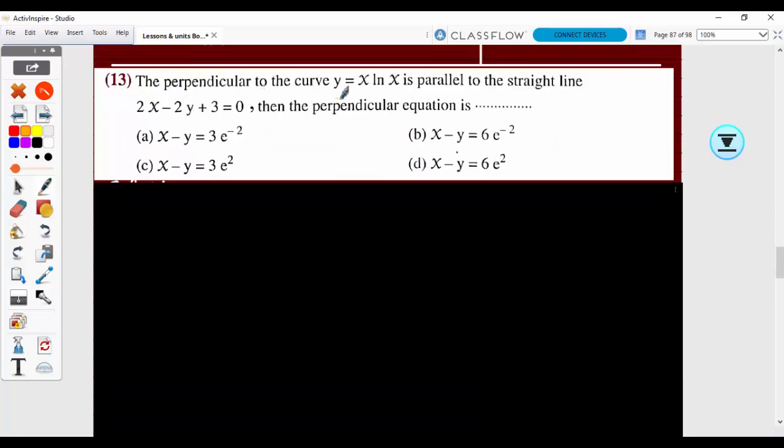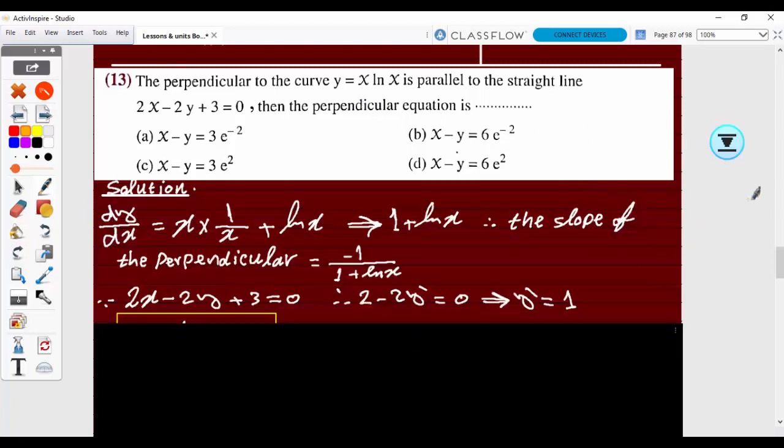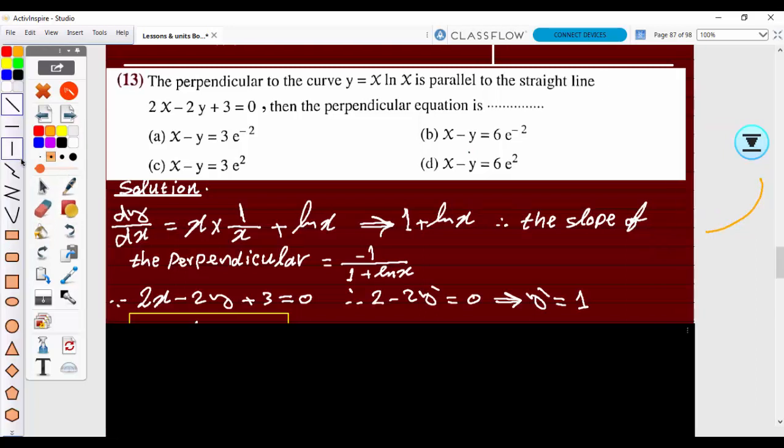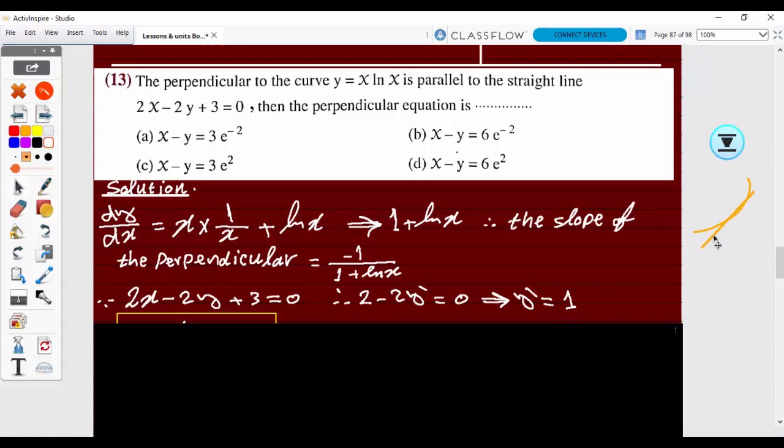The perpendicular to the curve y equals x ln x is parallel to the straight line 2x minus 2y plus 3 equals 0. What is the slope of the tangent to this curve? If you have a curve like this, this straight line is called a tangent here. And the slope of this tangent, dy/dx, is the first derivative of the equation of the curve. So the slope of the tangent equals dy/dx.